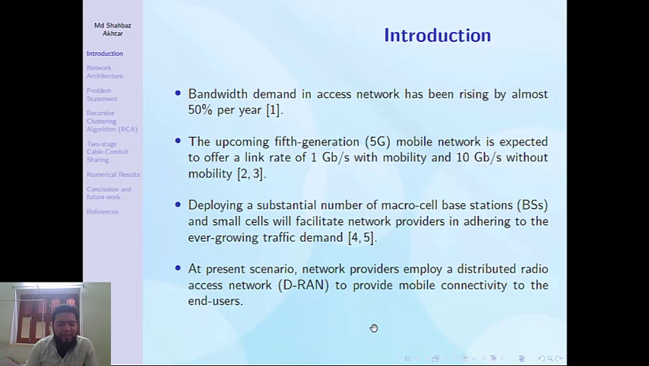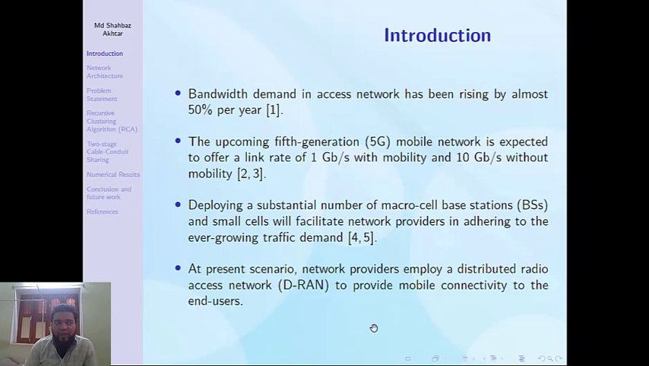To fulfill this demand, we need to enhance the macro cell base stations and small cells as much as possible. But doing this is very expensive for the network operators. So we have to define procedures and algorithms so that the deployment cost for such enhancement of base stations and small cells can be reduced.